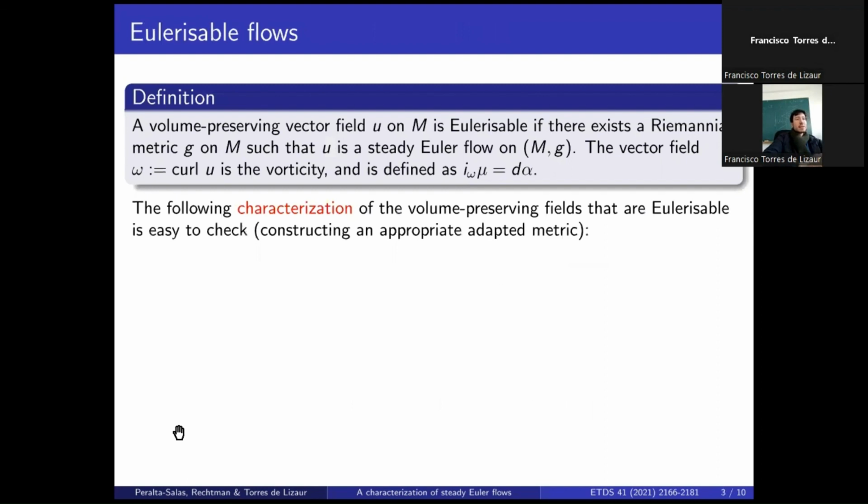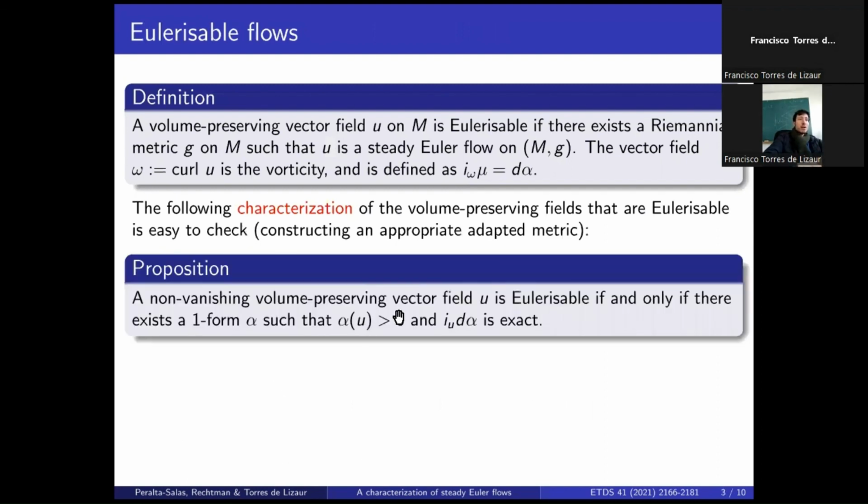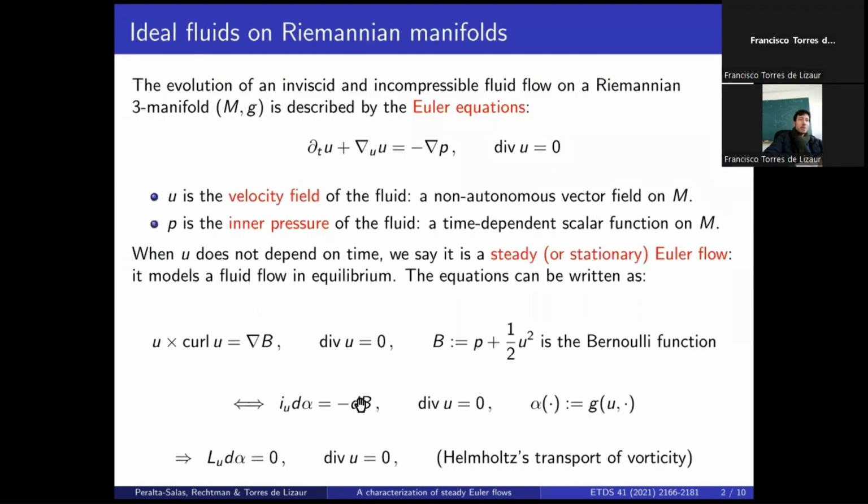Here is a straightforward observation. If you have a volume-preserving vector field U which is non-vanishing, it is Eulerizable, so there is a Riemannian metric that makes it into a solution of the steady Euler equations, if and only if there is a one-form alpha that is positive on the vector field, and such that i_U d alpha is an exact one-form. This is easy to check, because the moment you have this, in particular this equation is already satisfied for the one-form alpha, and the fact that alpha is positive on U means that you can easily construct a Riemannian metric so that alpha and U are actually dual of each other for this Riemannian metric, which is the condition that was left once you had this.